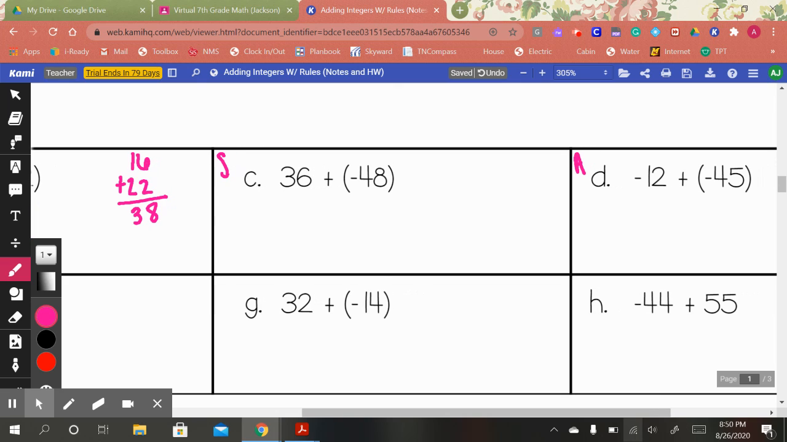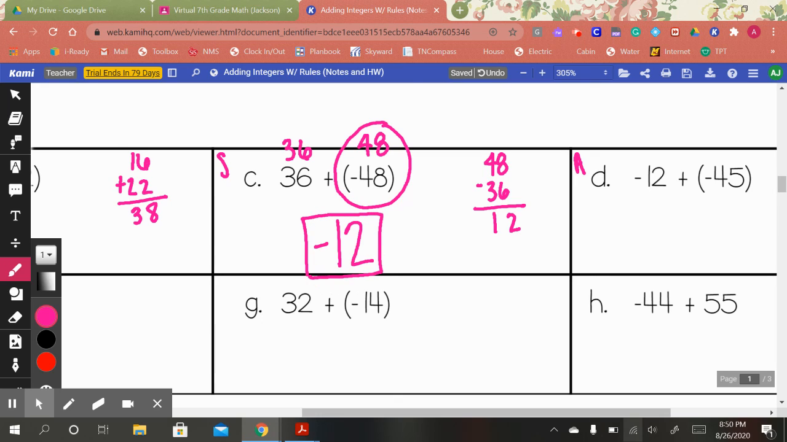Okay, moving on to C. We need to subtract 48 minus 36. And 8 minus 6 is 2. And 4 minus 3 is 1. So I have 12. Now again, we are going to use absolute value to decide if our answer is going to be positive or negative. Absolute value of 36 is 36. Absolute value of negative 48 is 48. Since 48 has a greater absolute value and it's negative, that means our answer needs to go negative.